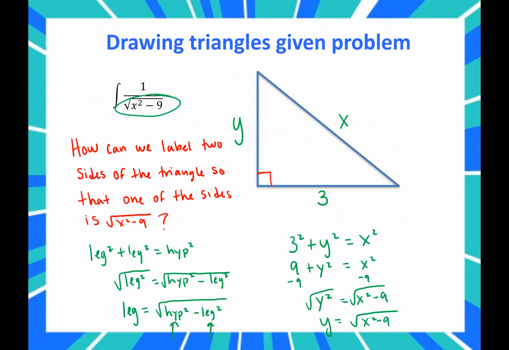We've answered the question, how can we label two sides of the triangle so that one of the sides is the square root of x squared minus 9? We label it with an x here and a 3 here, and that forces this y to be the square root of x squared minus 9. All right, let's do another one.